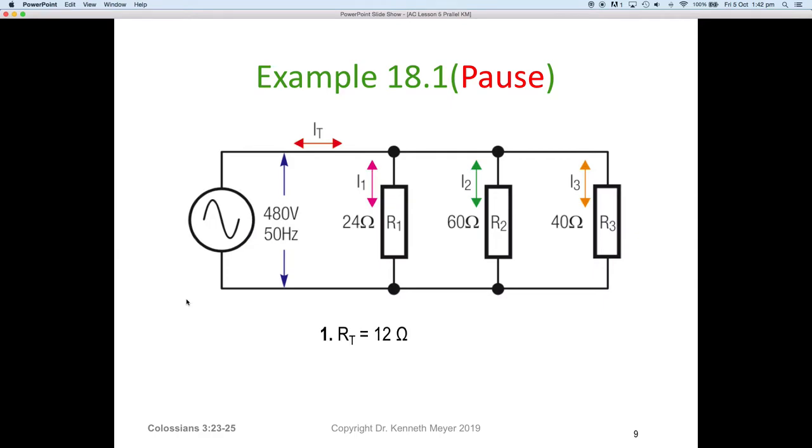Okay, did you come up with an R total of 12 ohms? It had to be less than 24 because we had to put 24 in parallel with 60, in parallel with 40, and on the next slide I'll go into the math of it in a little more detail. Then the currents should have simply been Ohm's law, so I equals V on R, so 480 divided by 24, then 60, then 40 would have given you 20 amps, 8 amps, and 12 amps, giving us a total of 40 amps because we can simply add up the three currents because everything stays in phase, so we can use standard algebra.